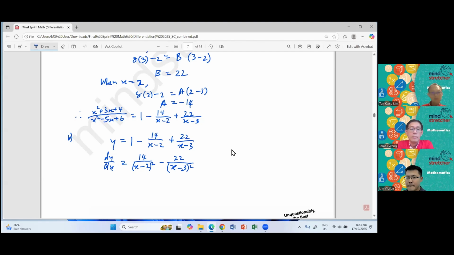Okay, then at x equals 1, we just have to substitute this value into the dy/dx, where your gradient then becomes 14 over (1 minus 2) squared minus 22 over (1 minus 3) squared. And you will eventually get 8.5 as your final answer.